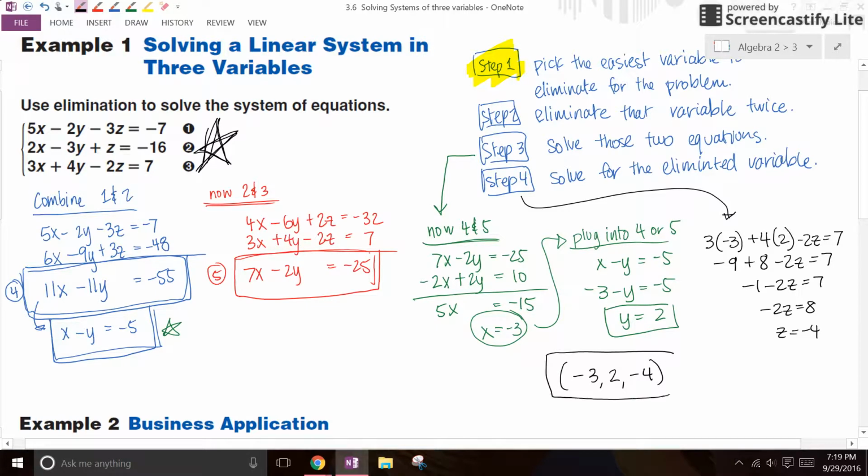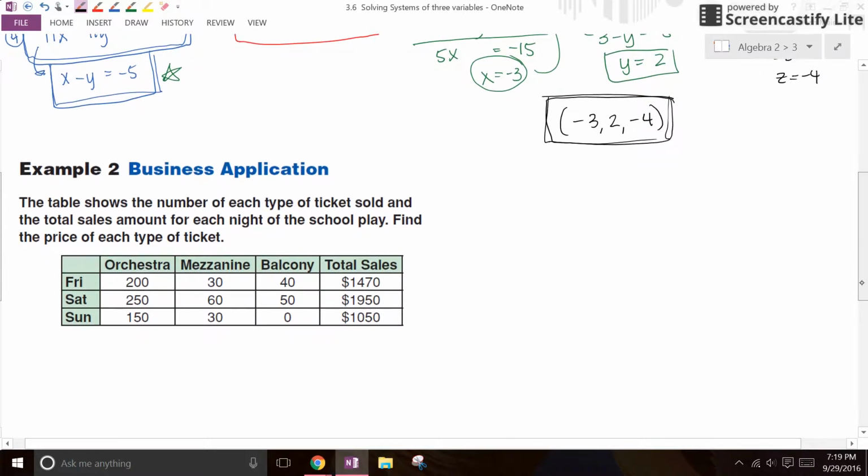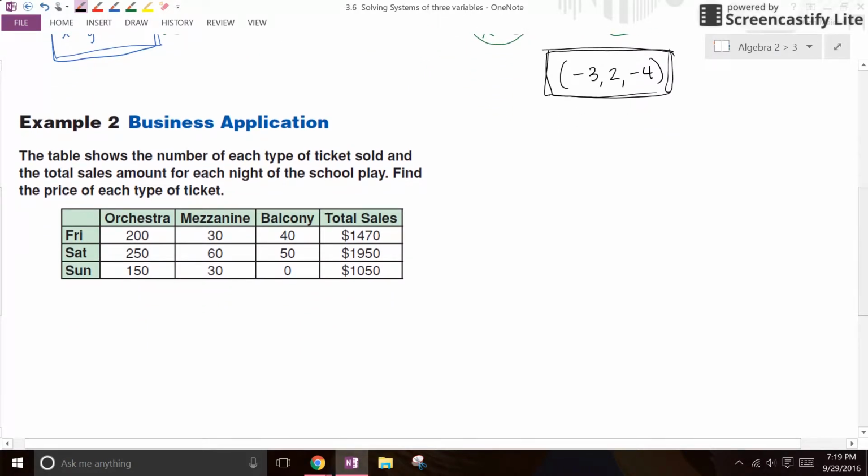Beautiful. You have just solved 3 equations with 3 unknowns. You can see it takes a lot more work, but definitely doable. All right, let me set up the next problem, which is a word problem. See how you like that. The table shows the number of each type of ticket sold and the total amounts for that play. Find the price of each ticket.